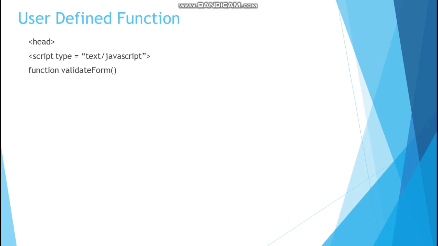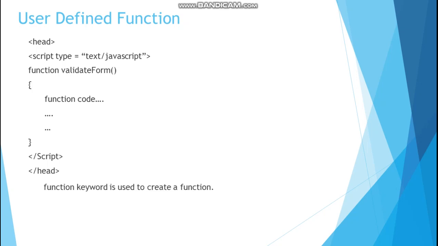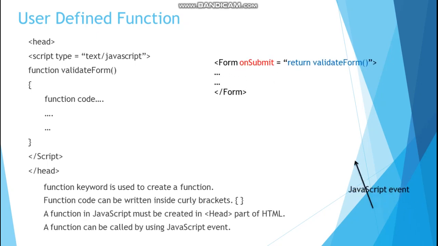So here it is given function validateForm. validateForm is the name of the function. Inside validateForm we can write the function code in curly brackets. This way a function can be created in JavaScript inside the head part, and then we can call such a function from the body part. So all these things we have seen.